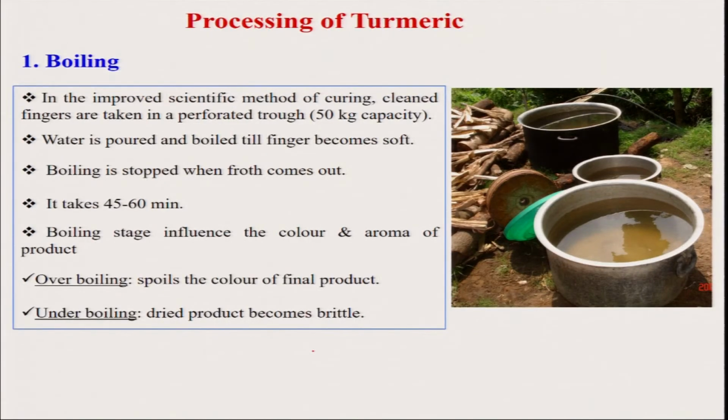Generally, in processing turmeric, sometimes you can simply dry it by cutting, but it is always advocated to go for boiling, so that the maximum curcumin content will be conserved and there will be maximum recovery of the powder. You can put all the rhizomes here and boil them, but you should not over boil because it will spoil the color of the final product. Similarly, under boiled rhizomes become brittle when dried.